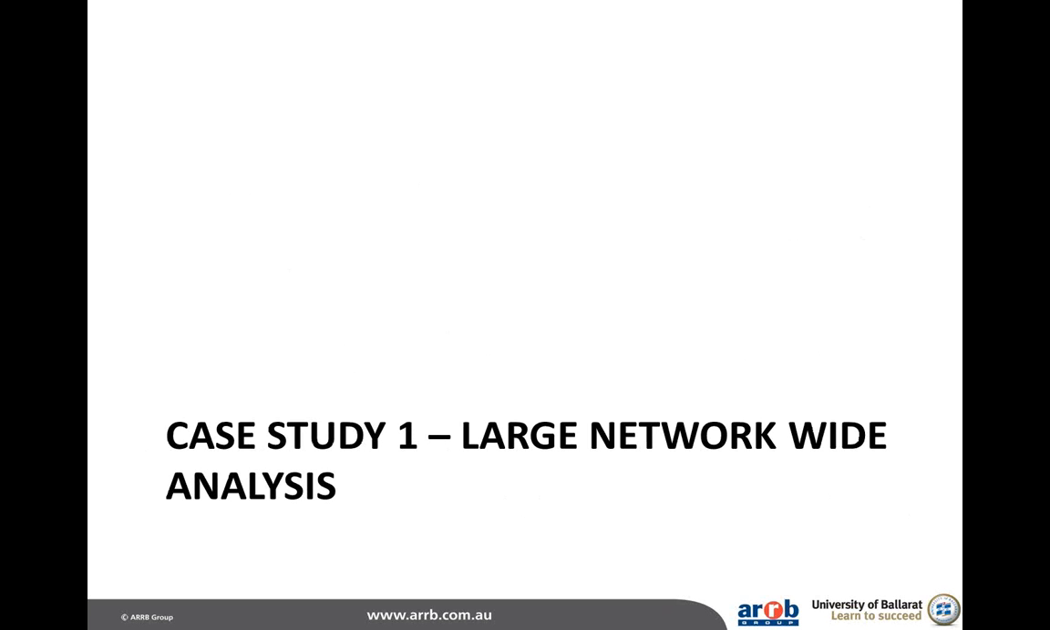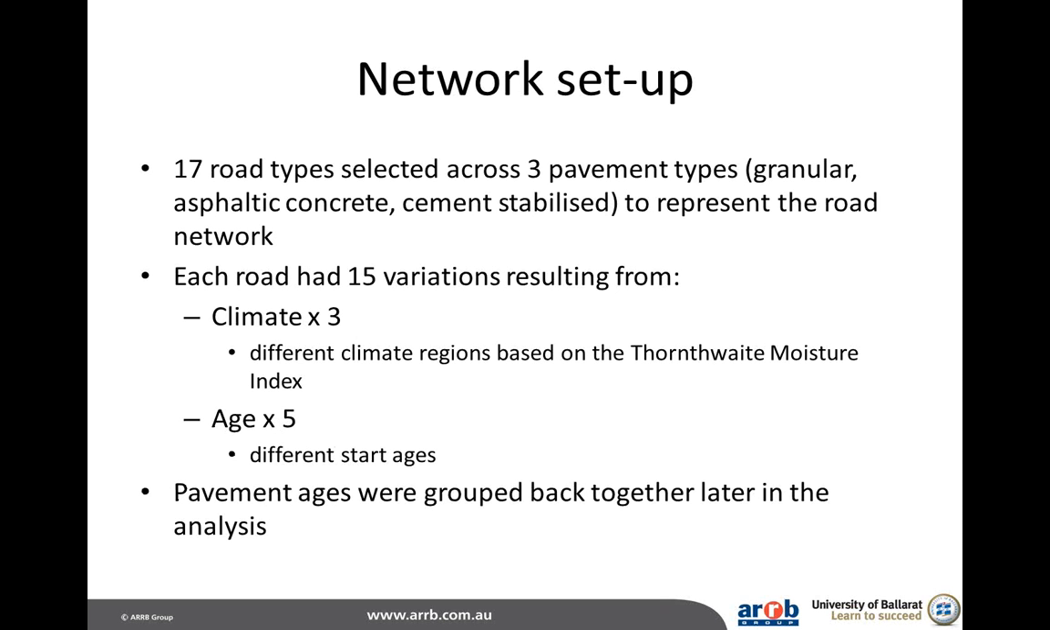So now I wanted to briefly take you into a couple of case studies. The first case study was part of work we did for Austroads and the NTC, and it was modelling a nationwide network. So the network setup was to have 17 road types across 3 different pavement types, being granular, asphaltic concrete and cement stabilised, with the idea of using these to represent the majority of the road network.